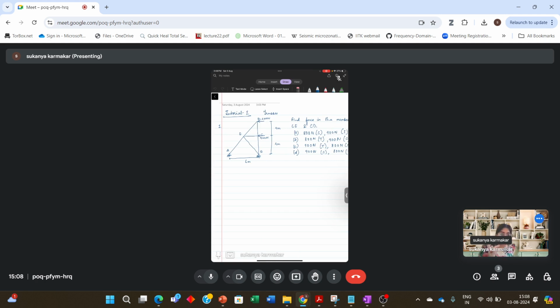Your first step will be drawing the free body diagram. I'm not giving you time to solve this first question. Let's do it parallelly. And for the next question, maybe I can give you some time for solving. So your first step should be drawing the free body diagram.